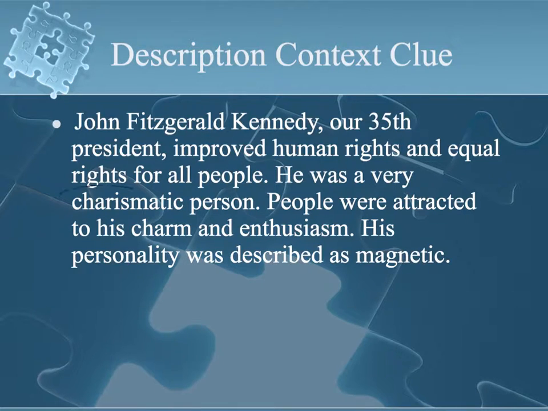So here's our word, charismatic. And then it's followed by a list of descriptions. People were attracted to his charm, his enthusiasm, a magnetic personality. Those are all descriptions that go with charismatic. So we can deduce that the word charismatic is charming or enthusiastic, or somebody that has a magnetic personality.